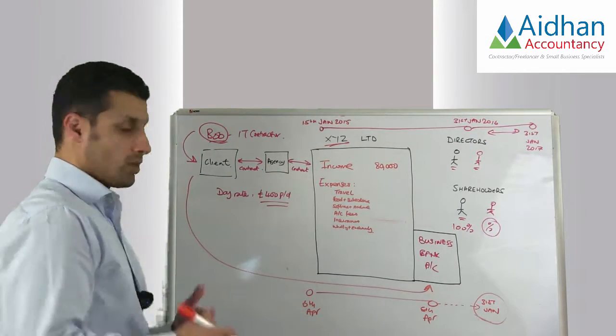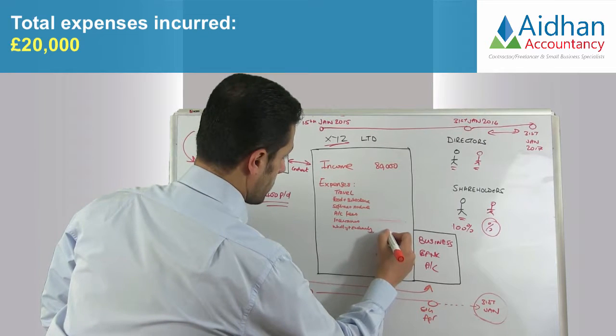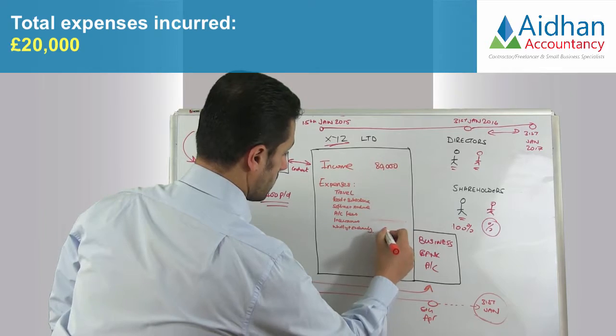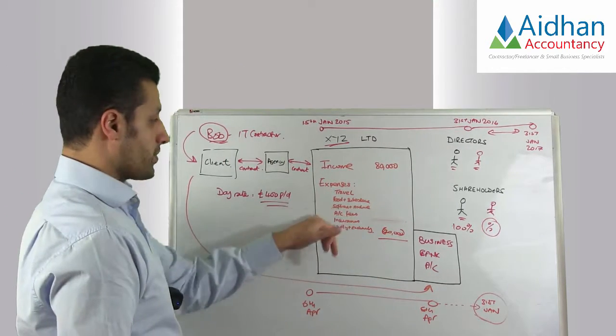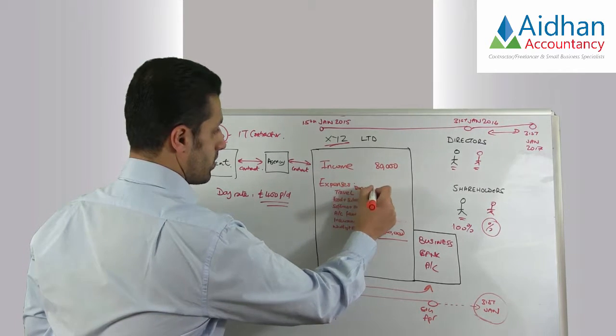So in this scenario, let's assume a number. Let's say he's done about £20,000 of expenses for the year. And one of those expenses is also going to be a director's salary, which I'll come on to very shortly.